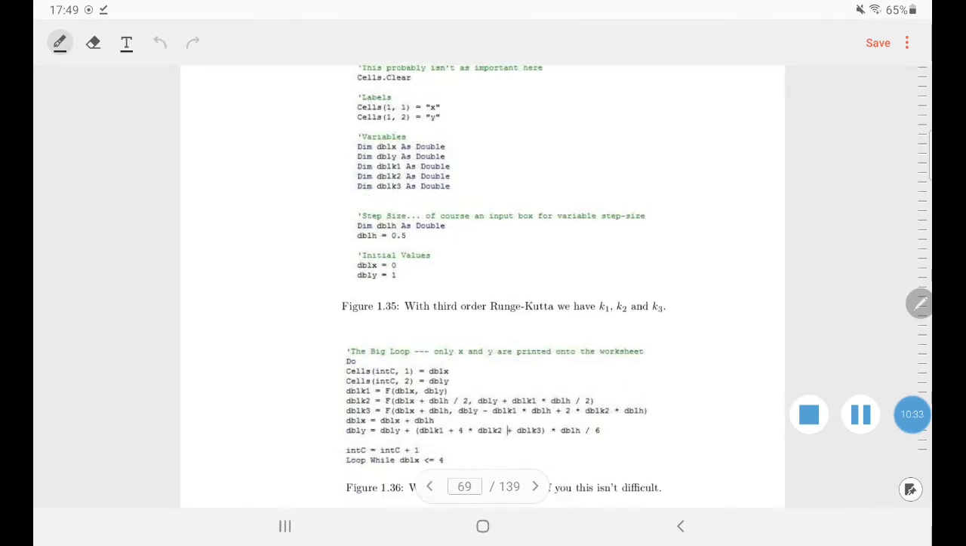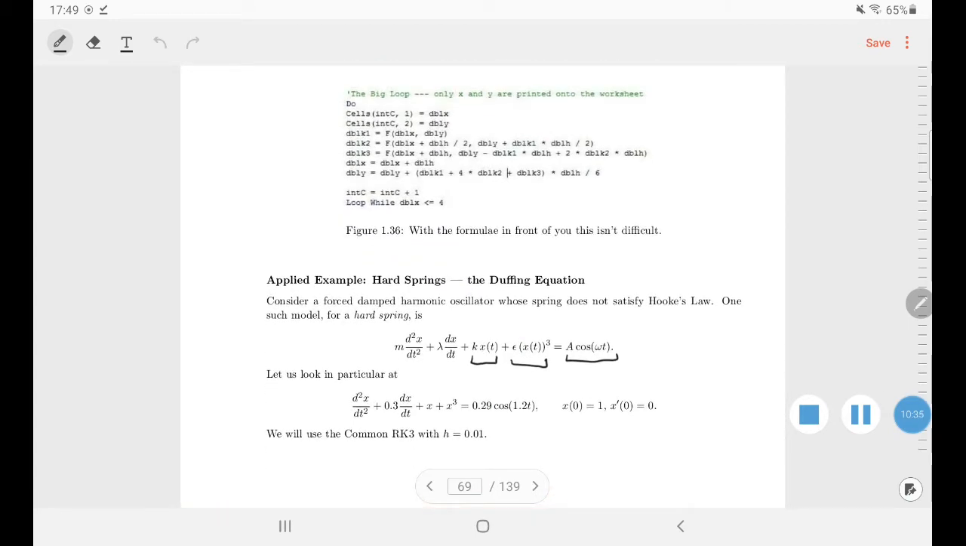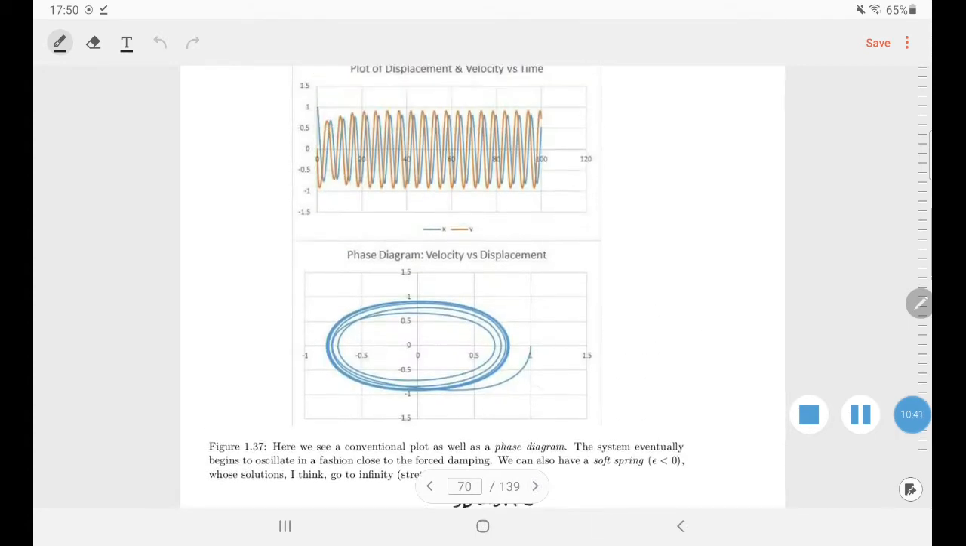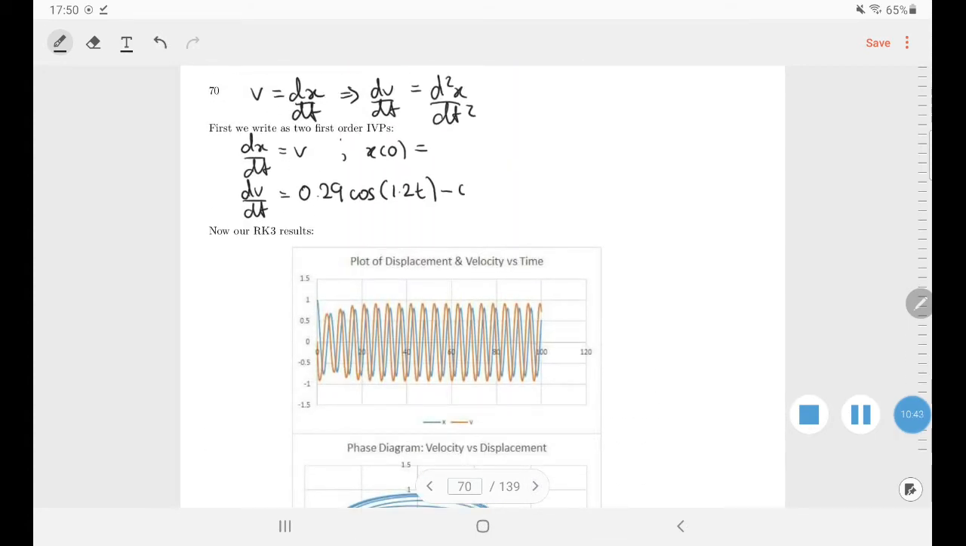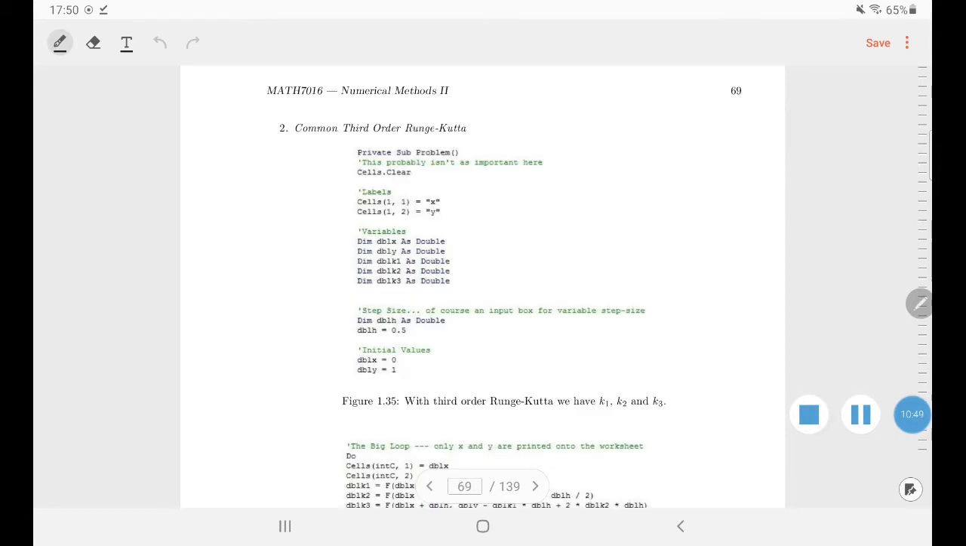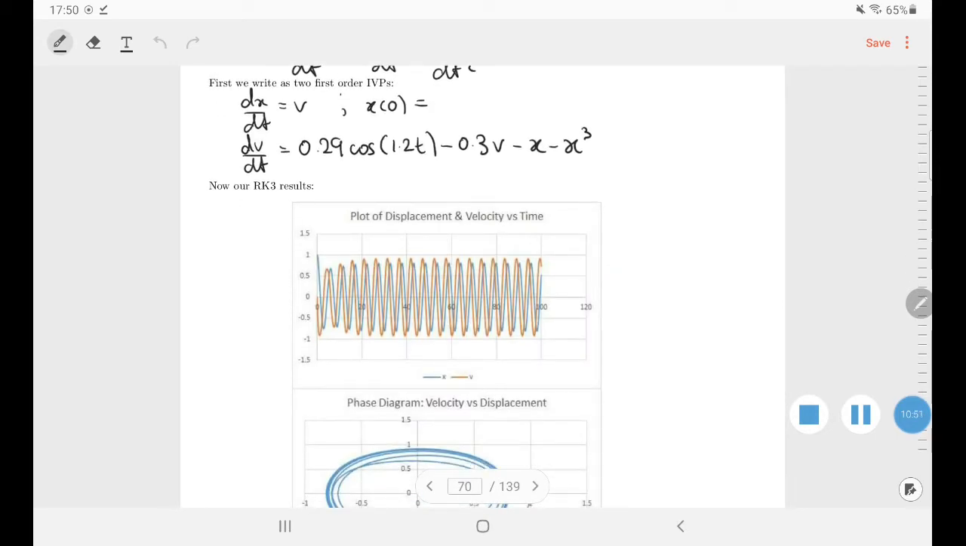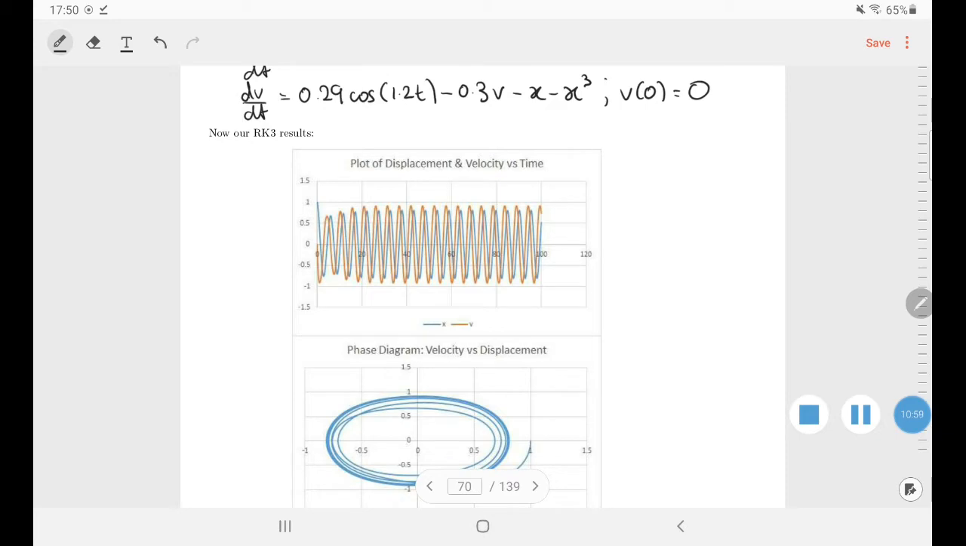I need to take away, sorry, the 0.3 dx/dt. So the 0.3 dx/dt is 0.3 v. Take that away from both sides. And there was an x and there was an x cubed. And the initial values, I could probably get them off the picture here. So the initial x looks like 1 and the initial velocity was 0. So you can go off and do your Runge-Kutta and this is what you get.